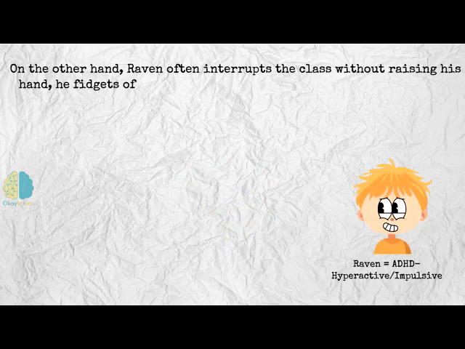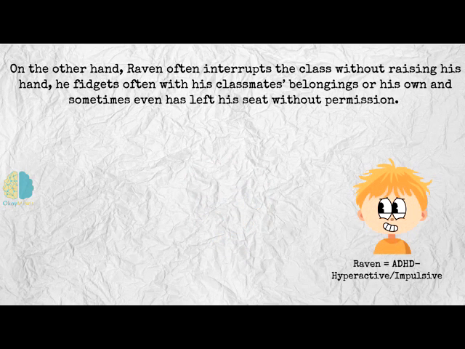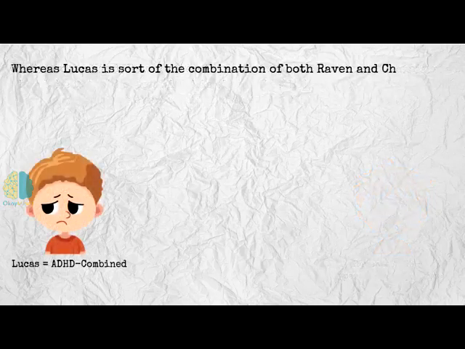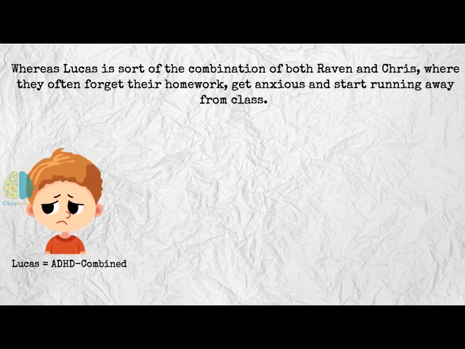On the other hand, Raven often interrupts the class without raising his hand. He fidgets often with his classmates' belongings or his own, and sometimes even has left his seat without permission. Whereas Lucas is sort of the combination of both Raven and Chris, where they often forget their homework, get anxious, and start running away from class.